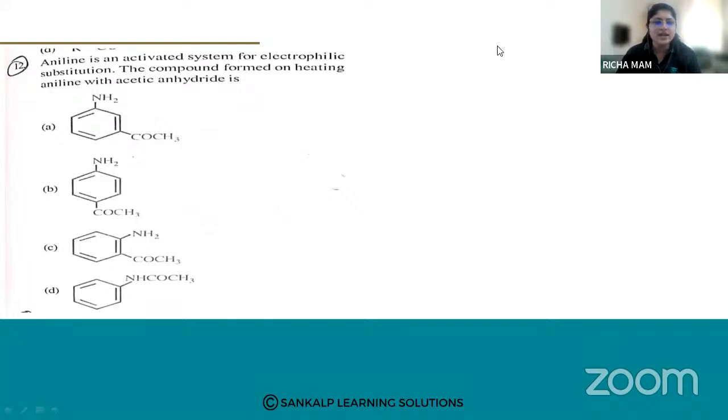Okay, what is the answer? Aniline is an activated system for electrophilic substitution. The compound formed on heating aniline with acetic anhydride is. Okay, Tasmi has answered it as D.